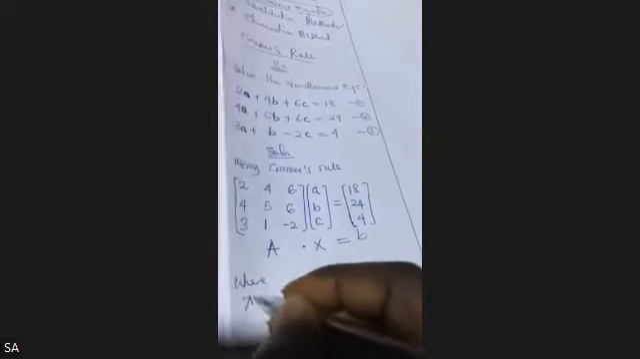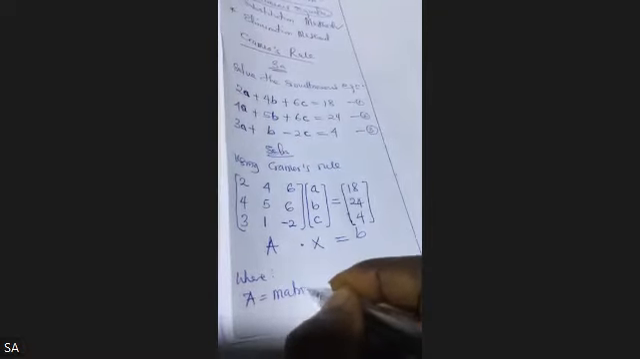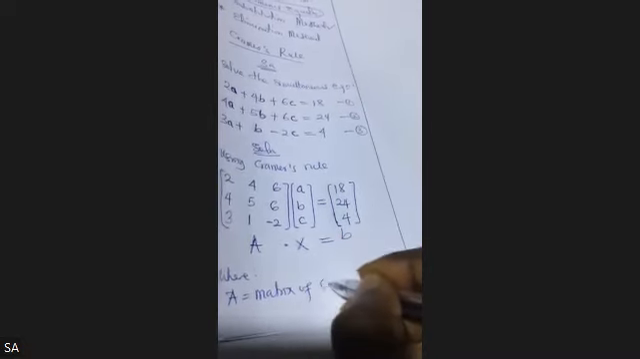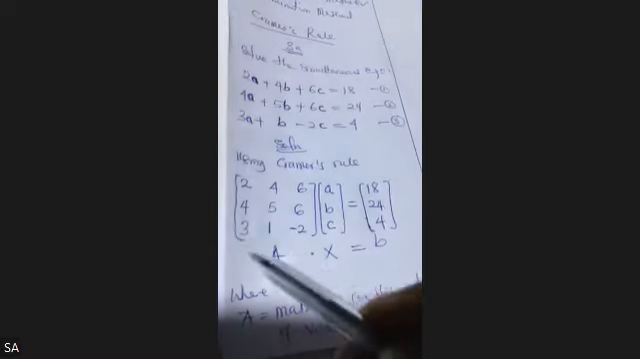Here is what? Matrix of coefficients. Matrix of coefficients of variables. Okay, it is the matrix of coefficients of variables, and you can see the dimension of the matrix. The dimension is a 3 by 3 dimension. How do you know the dimension? This is row 1, row 2, row 3, column 1, column 2, column 3. So this is a 3 by 3 matrix.